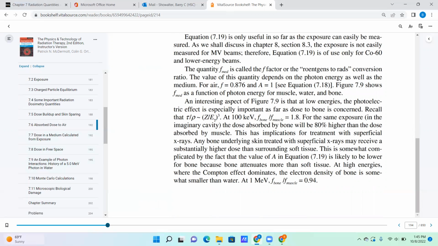So any bone underlying the skin treated with superficial x-rays may receive a substantially higher dose than that of soft tissue. And it's complicated by the fact that the value of A is likely to be lower for bone, because bone attenuates more than soft tissue. At higher energies, dealing with the Compton effect, the energy density of bone is somewhat smaller than that of water.